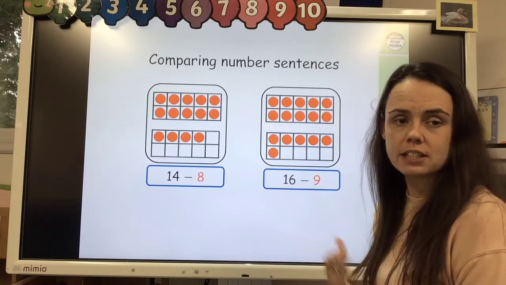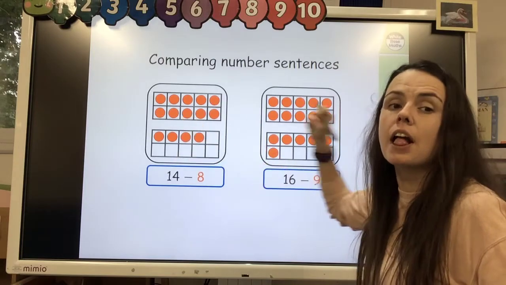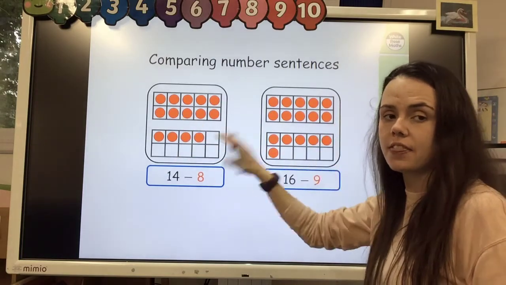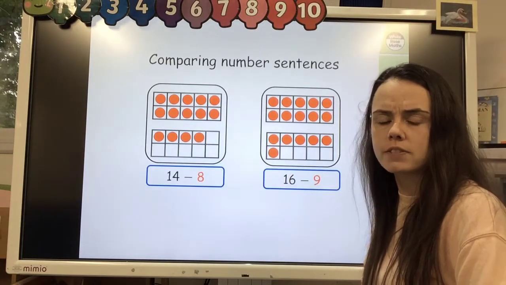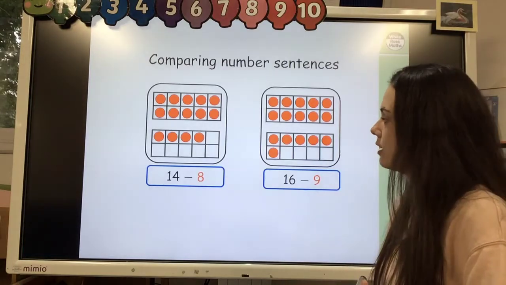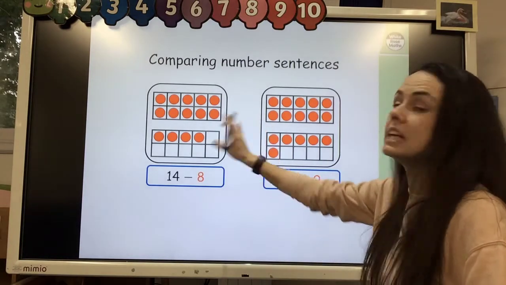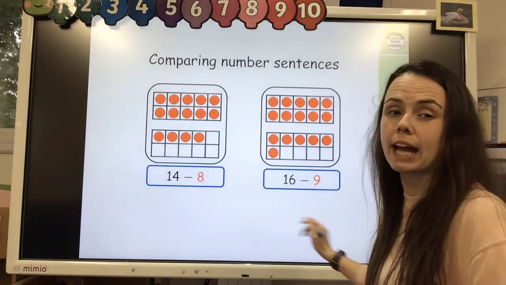So it's very tricky. It's like a 3-step problem because first thing we've got to do is work out the answer to this. Then we've got to work out the answer to this. And then we've got to compare them. This is very, very grown-up maths. Do you think you're going to be able to do this? I think you are. I think you're very clever. So let's do this one first. So 14 take away 8. So let's take away 8.